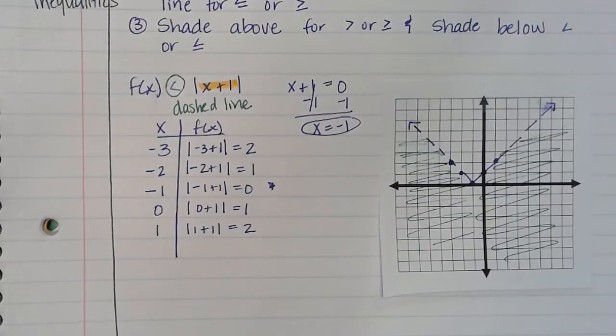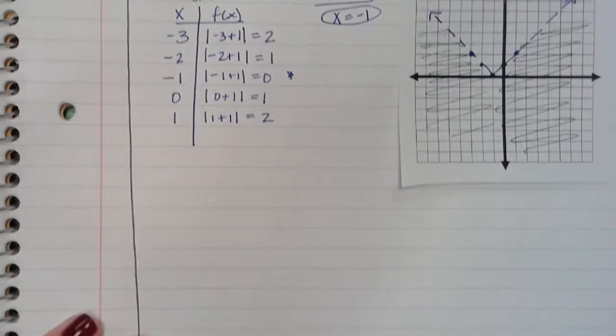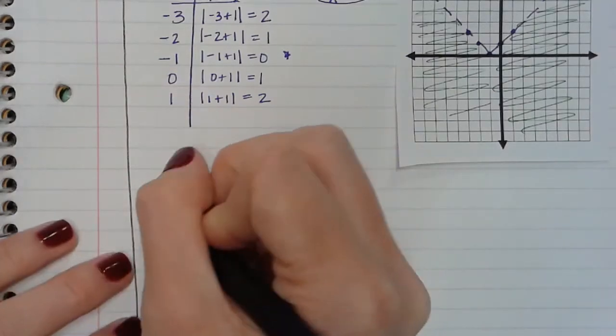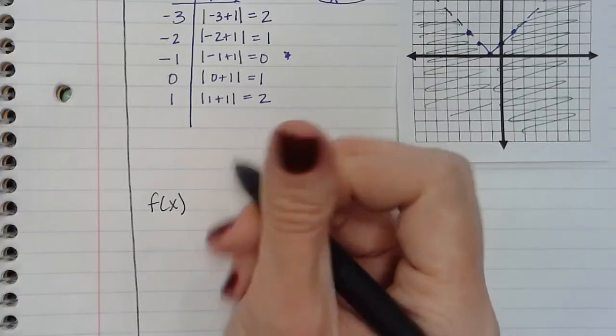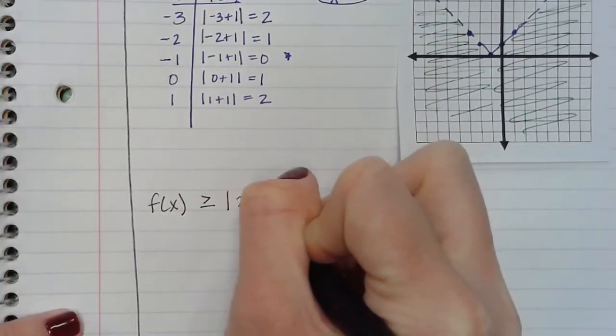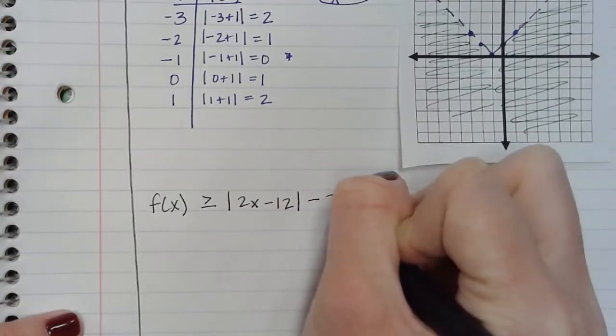We're going to do one more example of an inequality, and that is all for these notes. I would like you to try this one on your own, pause the video, and then press play when you're done and see how you did. I would like you to graph the inequality f of x is greater than or equal to the absolute value of 2x minus 12, minus 7.